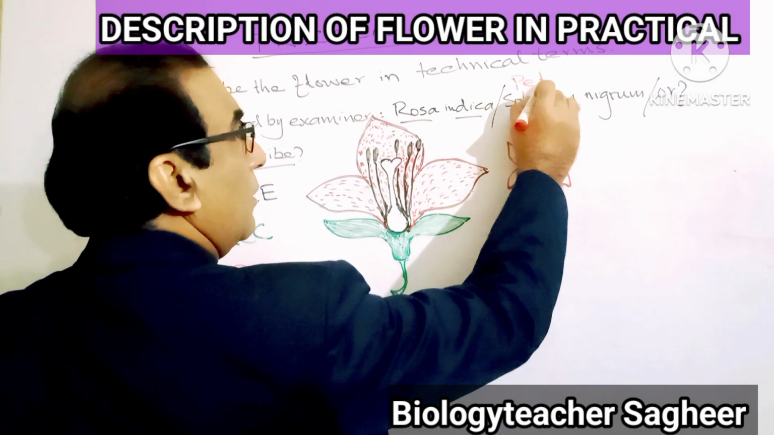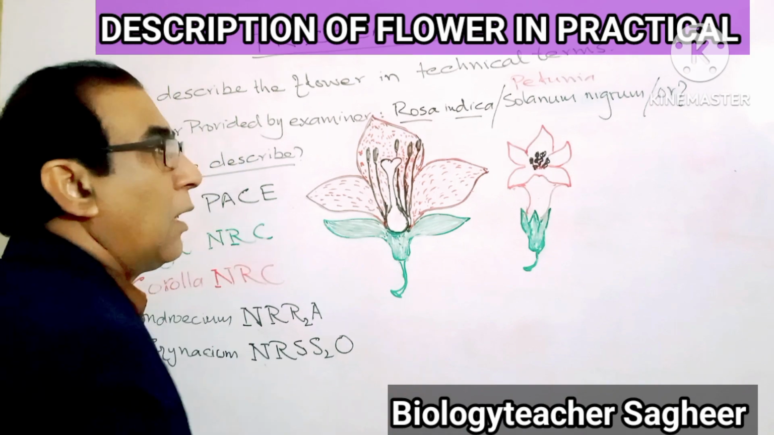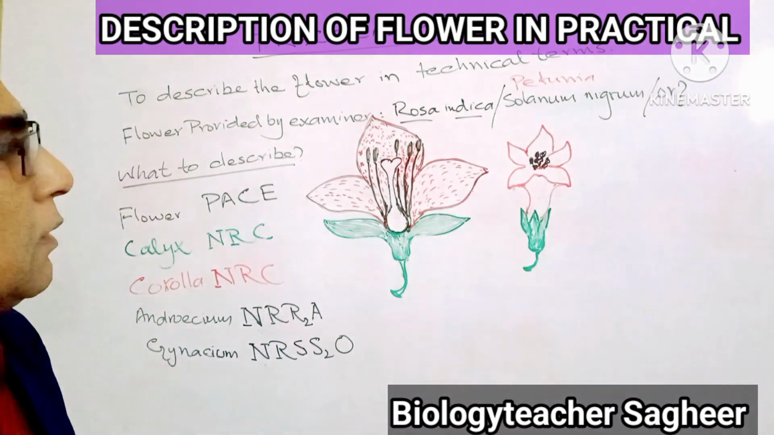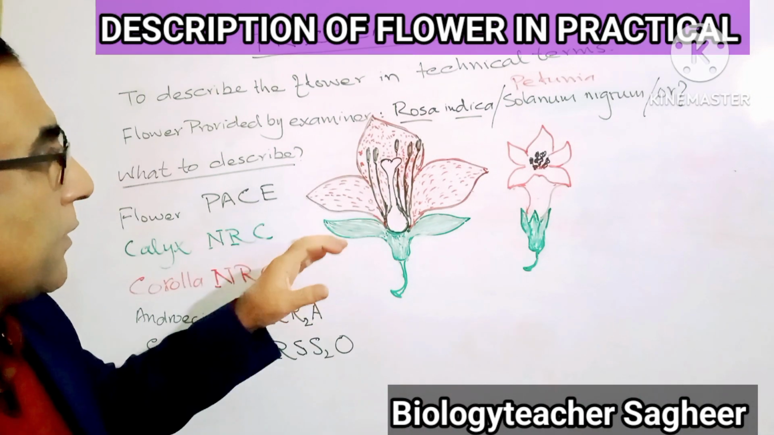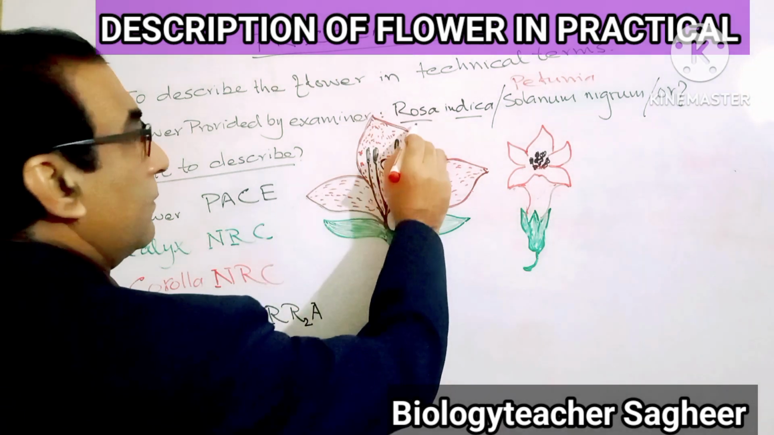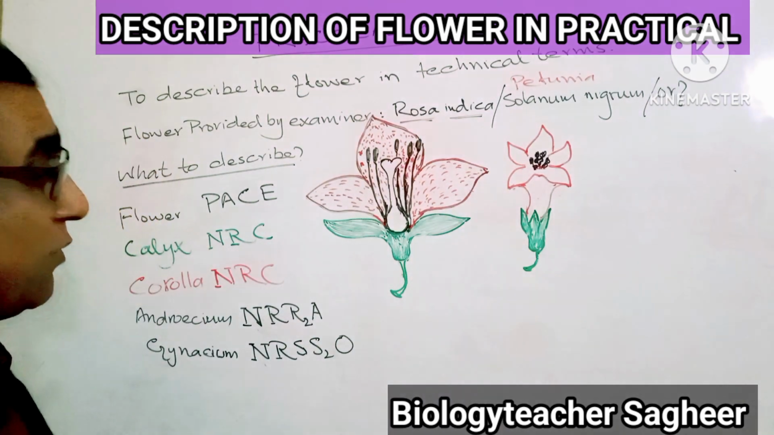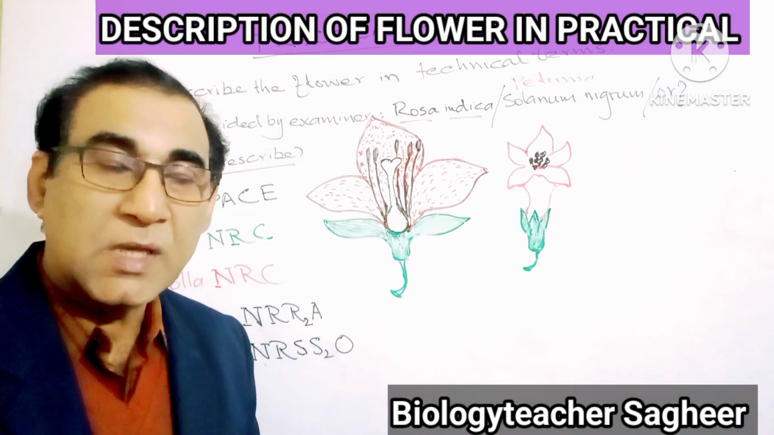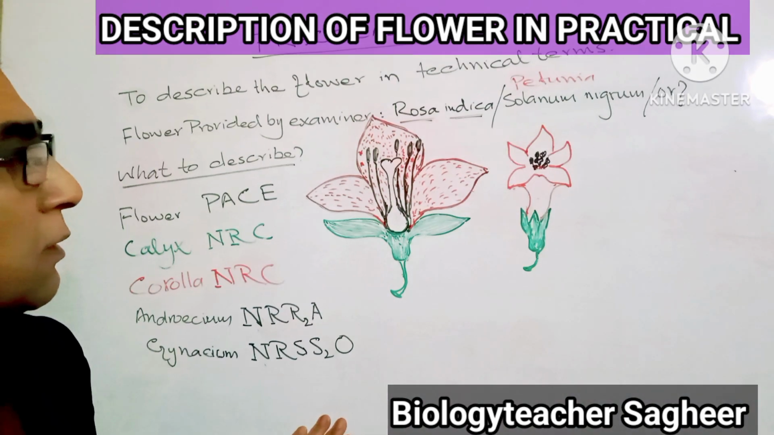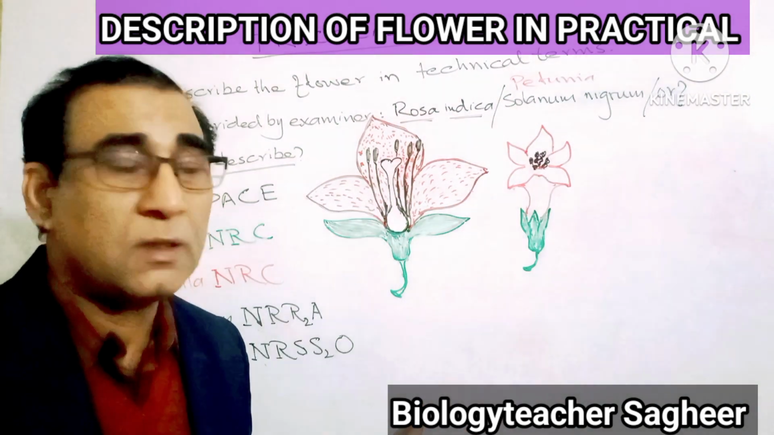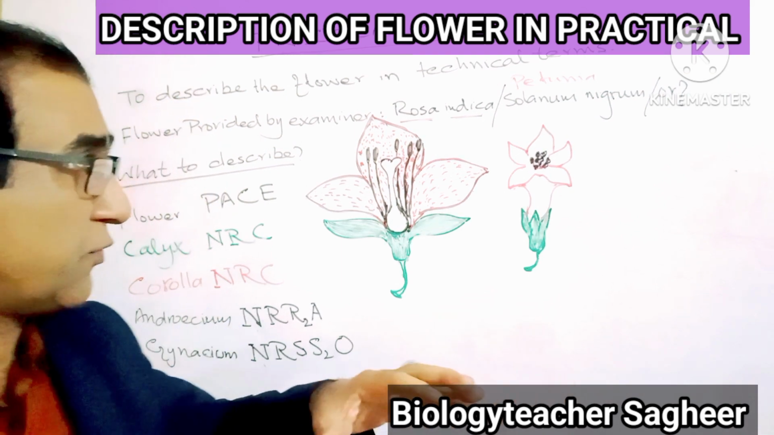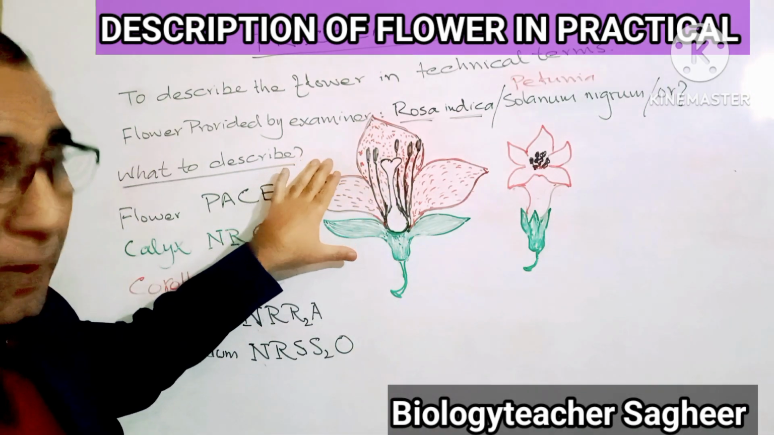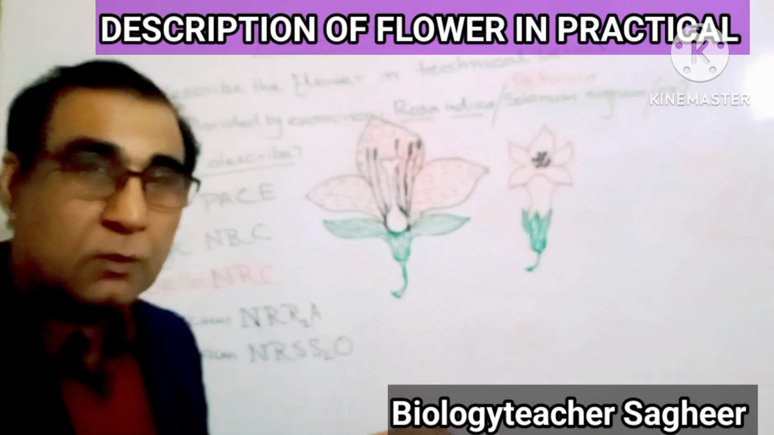Petunia or Capsicum annuum, I mean chili, that can be Rosa indica from family Rosaceae, that can be Cassia fistula from Caesalpiniaceae, and any other flower which is included in your syllabus. I have just tried to tell you today that you would be provided a flower by the examiner.